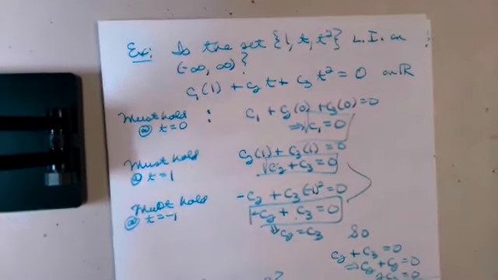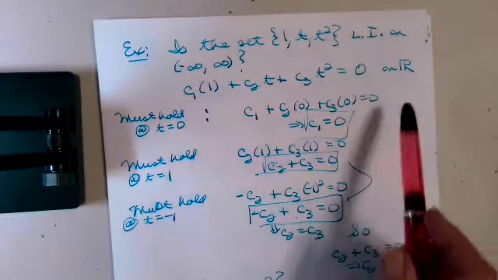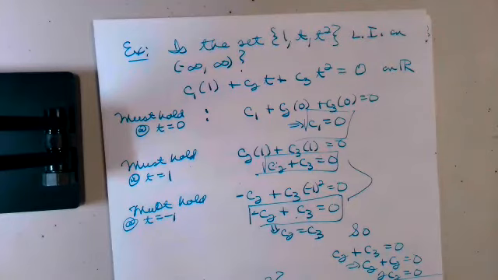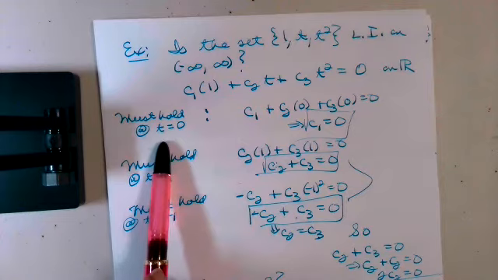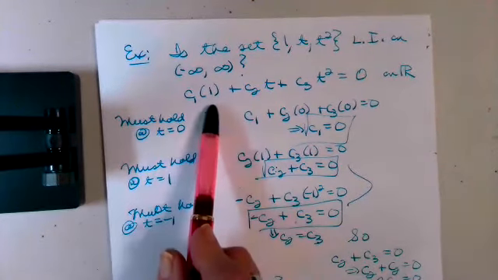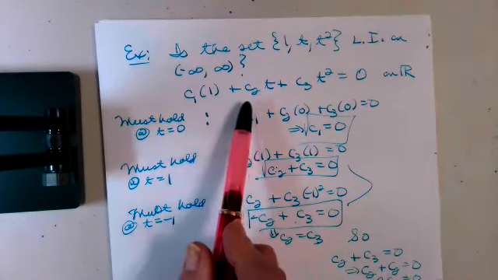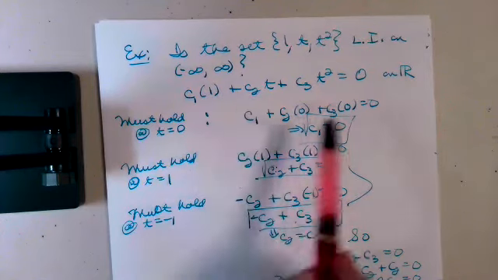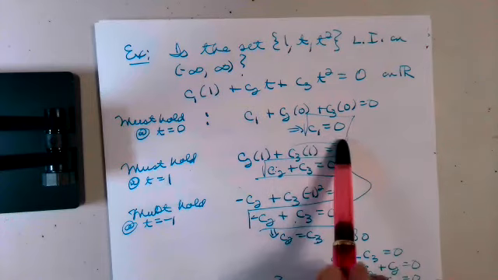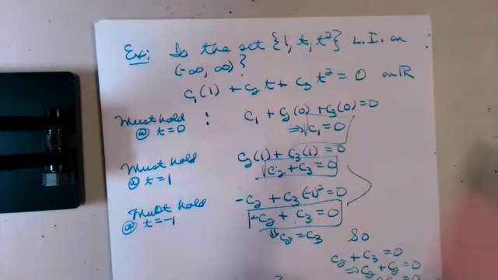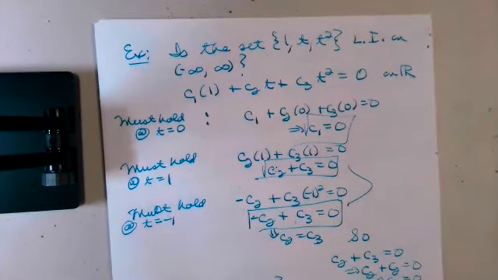Well, let's check. If it's going to hold at every point on every real number, then it has to hold at t equals 0. So what does that equation say at t equals 0? That says C1 plus 0 plus 0 equals 0. So that says C1 equals 0. Okay, so far we've got that C1 must be 0.